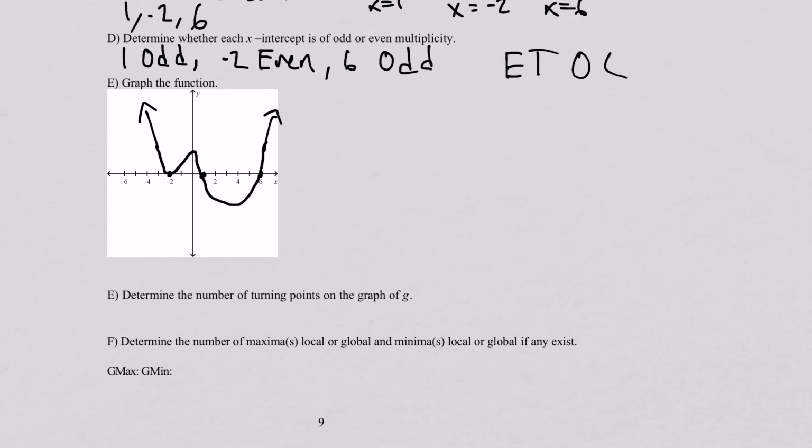Right, part E, determine the number of turning points. So by looking at it, I can see 1, 2, 3. Right? It changes direction 3 times. 3 turning points.